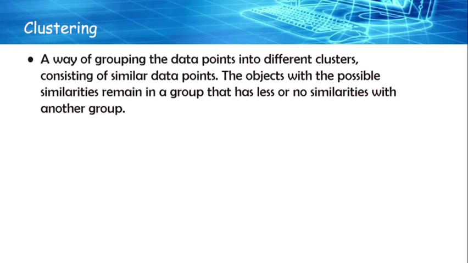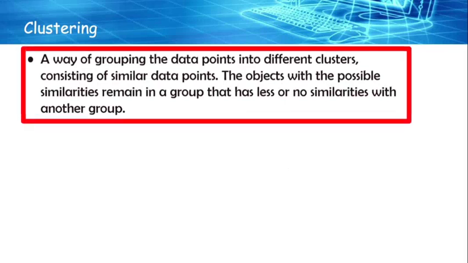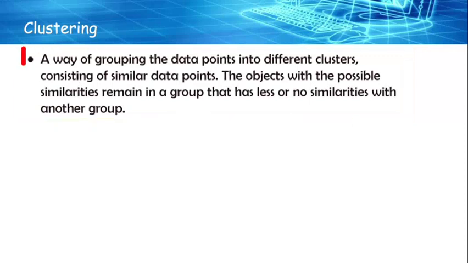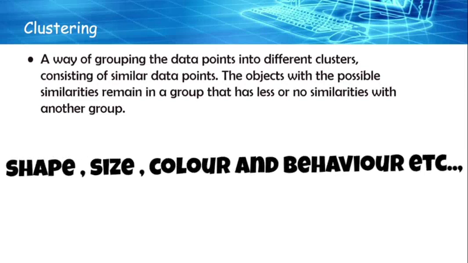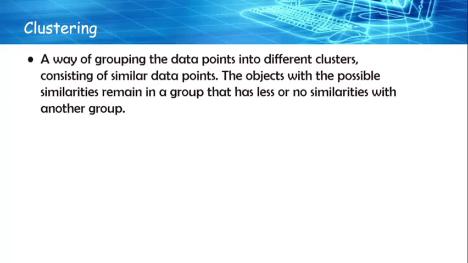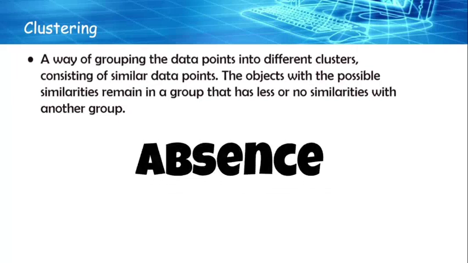It can be defined as a way of grouping the data points into different clusters consisting of similar data points. The objects with possible similarities remain in a group that has less or no similarities with another group. So that is kind of the bookish definition. All it does is find similar patterns in the unlabeled data, such as shape, size, color, behavior, etc., and divide them as per the presence and absence of those similarities.